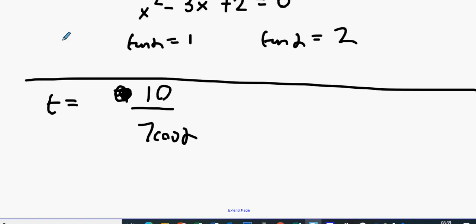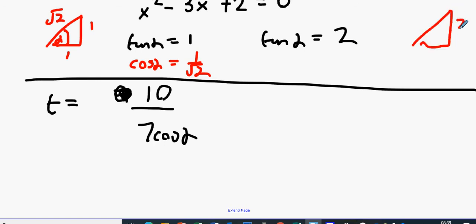So in this case, for tan alpha equals 1, alpha would have an opposite of 1 and an adjacent of 1, which would make a hypotenuse of root 2. In this case, cos alpha would be 1 over root 2. For tan alpha equals 2, it would have an opposite of 2, adjacent of 1, a hypotenuse of root 5. So in this case, cos alpha would be 1 over root 5. Just basically do both values.